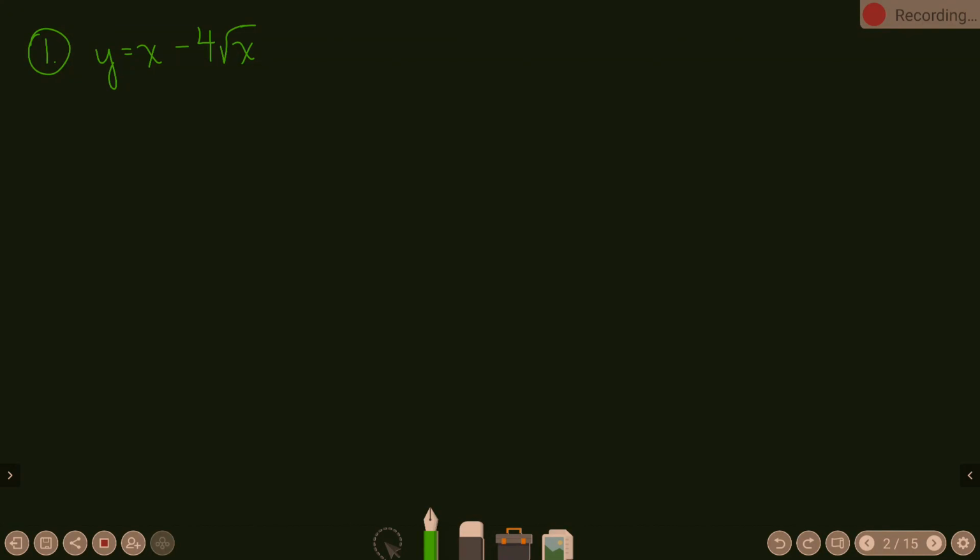Try looking at number 1 here on homework, 5.5. So it asks us to analyze and sketch the graph of the function. Label any intercepts, relative extrema, asymptotes, points of inflection. So, did you guys start off taking the derivative?